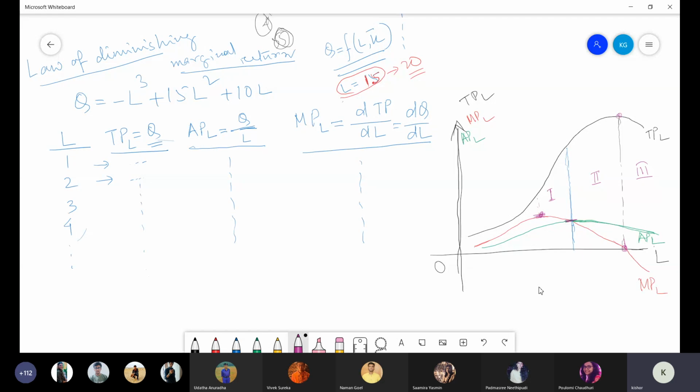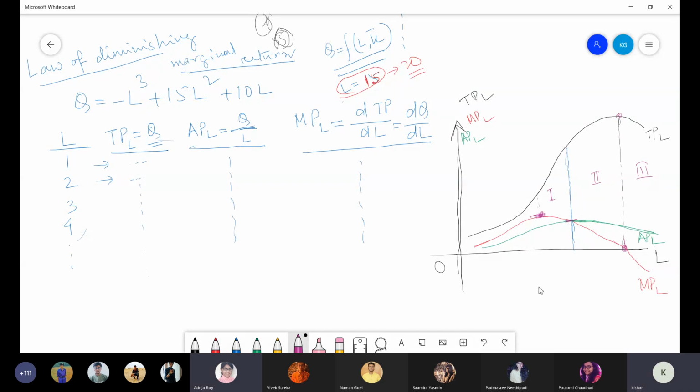The question arises: out of stage 1 and stage 2, which stage are you going to produce in, and why? Quickly, if you would like to respond, I have hardly 2-3 minutes to finish it. Out of these, stage 3 is out, as I already explained. So maybe stage 1. Why? Because the APL is maximum, and with minimum labor we get a good output.